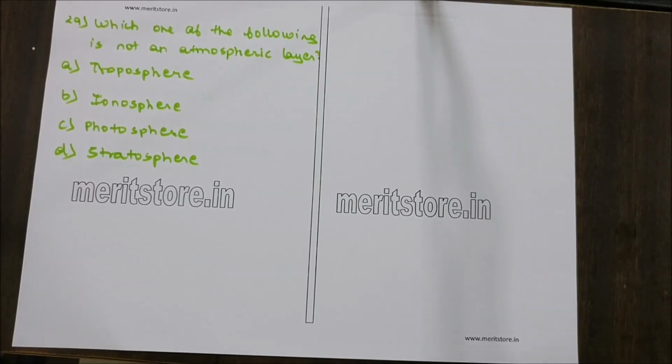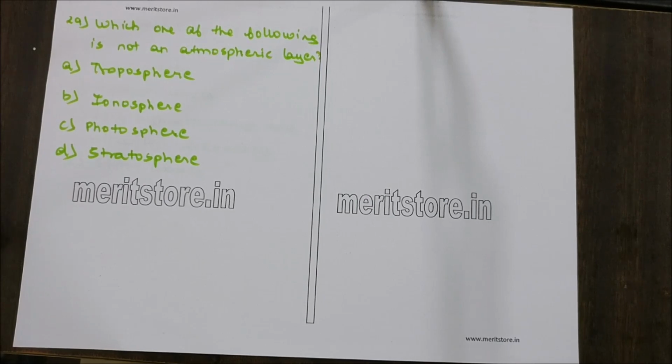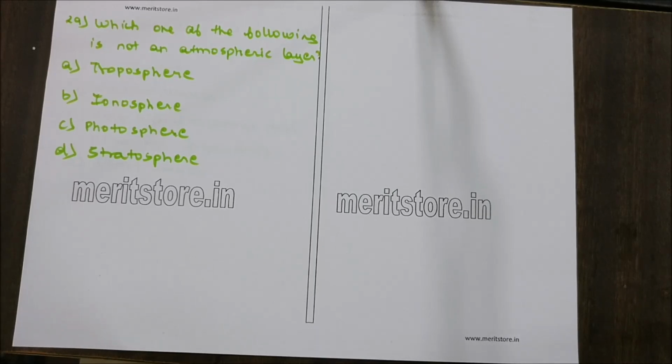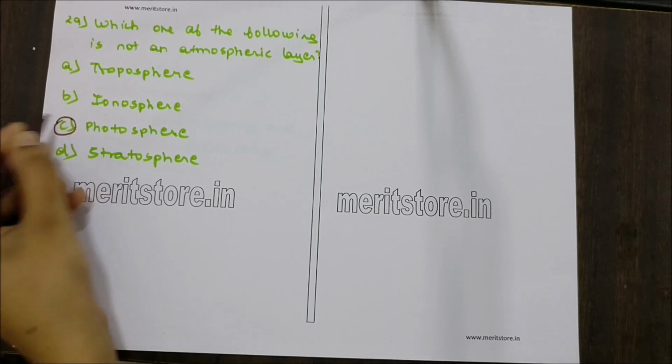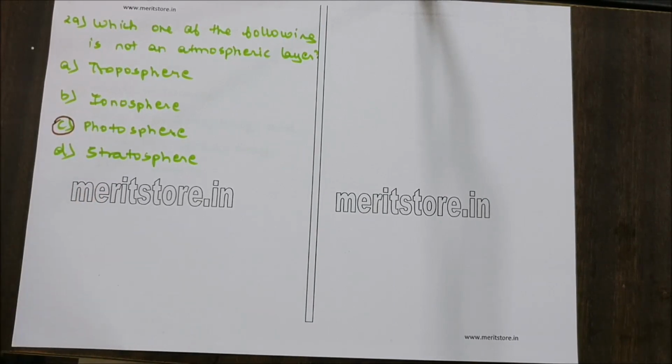Question 29. Which one of the following is not an atmospheric layer? A. Troposphere, B. Ionosphere, C. Photosphere, and D. Stratosphere. Over here C. Photosphere is not one of the atmospheric layers, therefore option C is the correct answer.